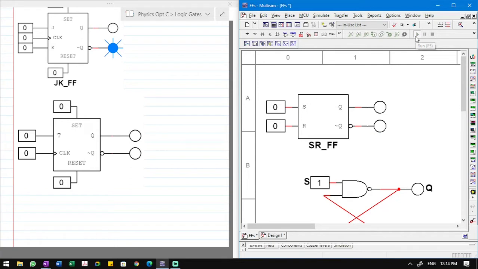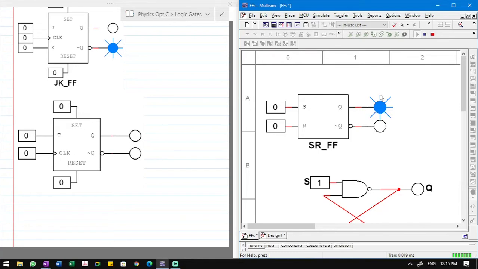Let me start the simulation. Q is at logic 0, so I could set a bit to output Q using input S, right? So if I ensure that R is low, then I change S from low to high, right? That now will set a bit to the output Q, right? Now, if I change S back to logic 0, it isn't going to affect the output Q, right? Now, R itself directly controls not Q, good?